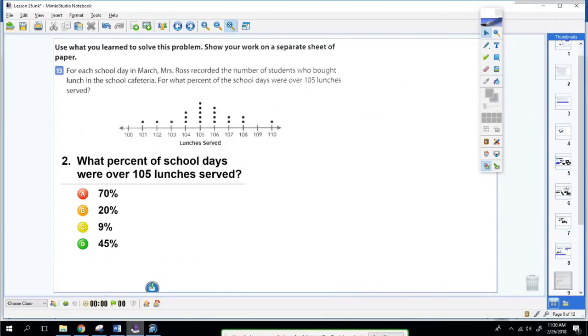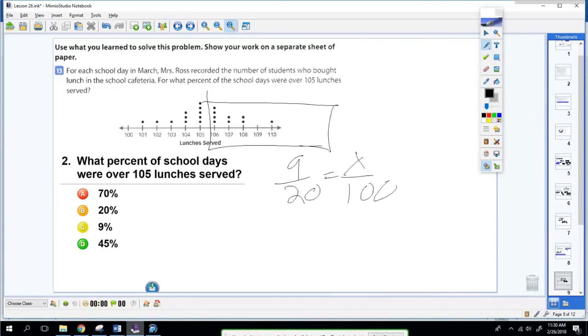Okay, so let's do another problem. For each school day, Ms. Ross recorded the number of students who bought lunch in the school cafeteria. For what percent of school days were over 105 lunches served? Well, we want over 105. So there were 9 out of 20 days with over 105 lunches served. So you're going to do x over 100, and when you solve it, you get 45%.